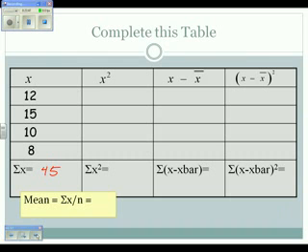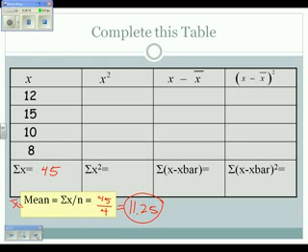And then the mean is the sum of the data values, which we already know is 45, divided by n. And n in this case is 4. I'm sorry, 11.25, right. So that is our sample mean, 11.25, and we use x bar to denote the sample mean.